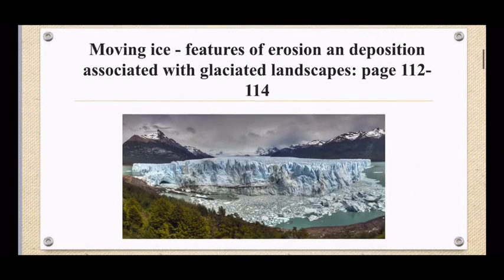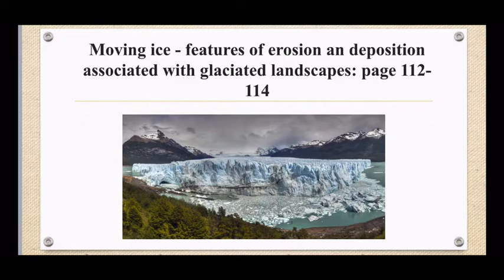So, today we're looking at moving ice, which is another feature of erosion and deposition that is associated with glaciated landscapes. We will be on pages 112 and 114 today. It's quite hard to believe that ice can move over land, but it can, very slowly. Moving ice is found on land in glaciers.